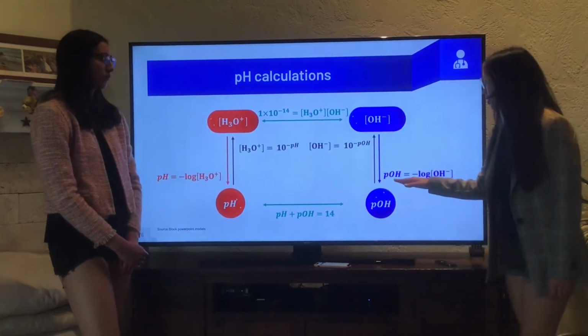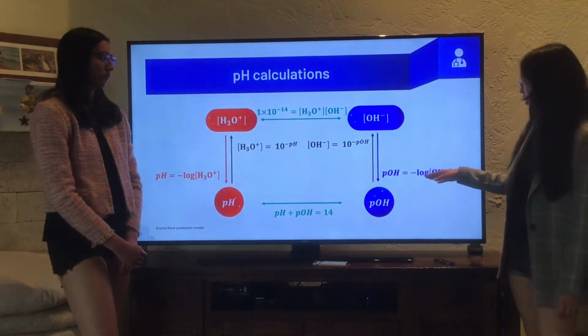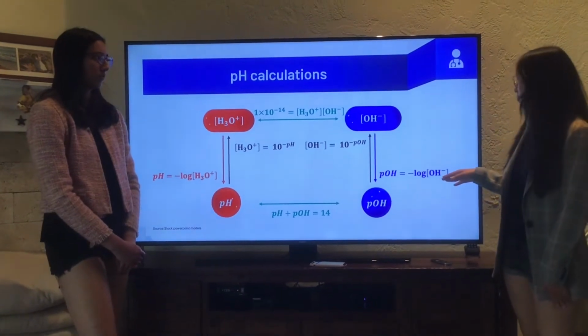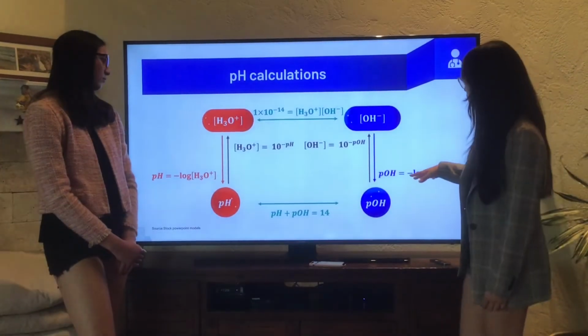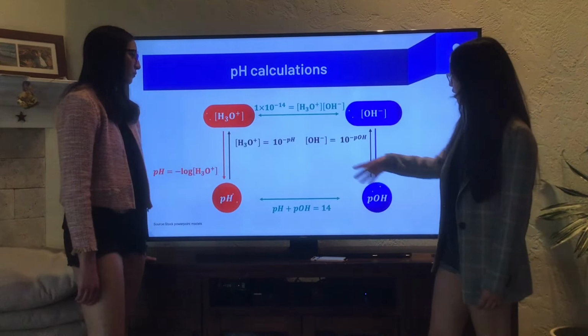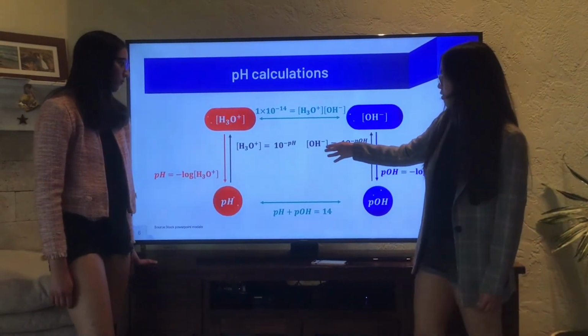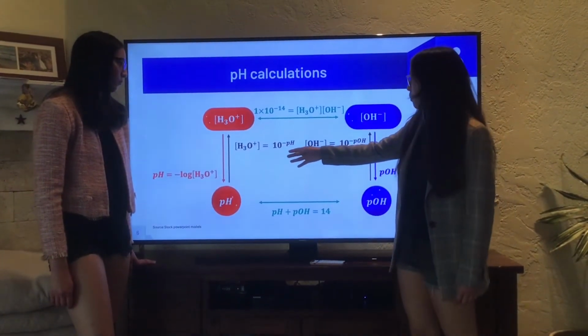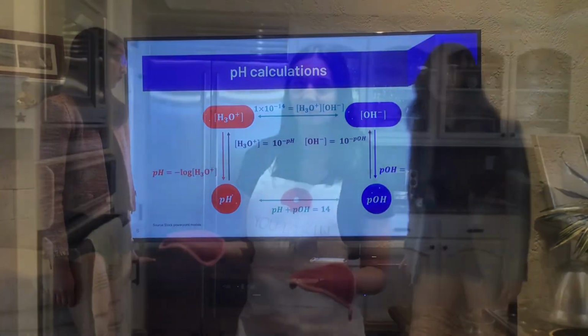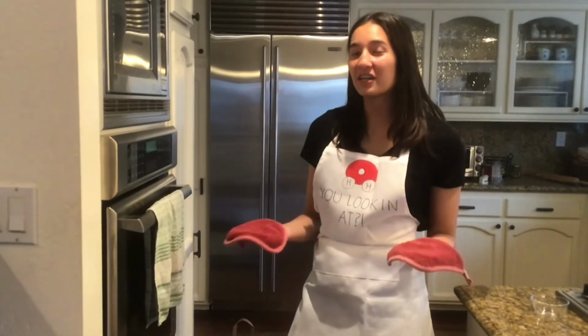So same for the other side: the pOH is equal to the negative log of hydroxide. You can manipulate both of these calculations so that the concentration of OH- or hydronium is equal to 10 to the negative pH. Ready! Now it's time to take the bread out of the oven.